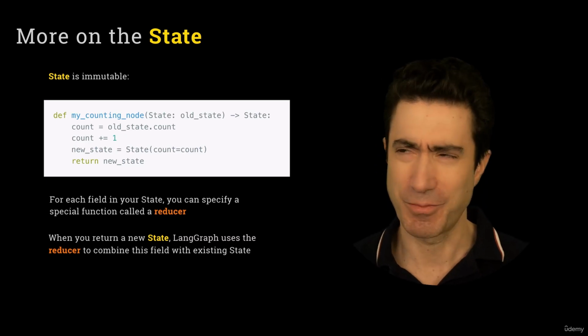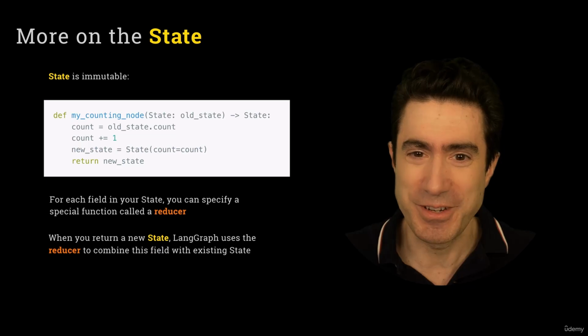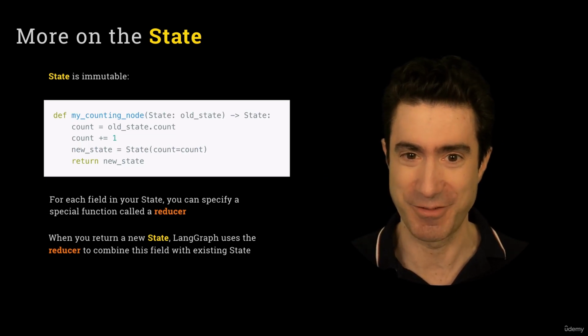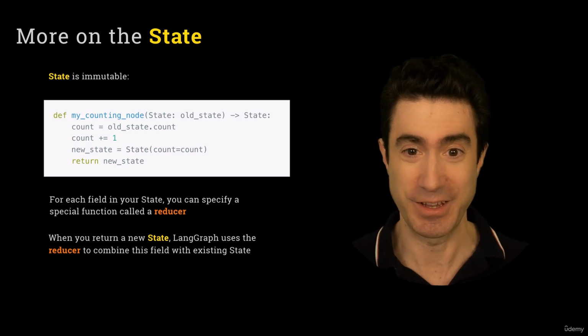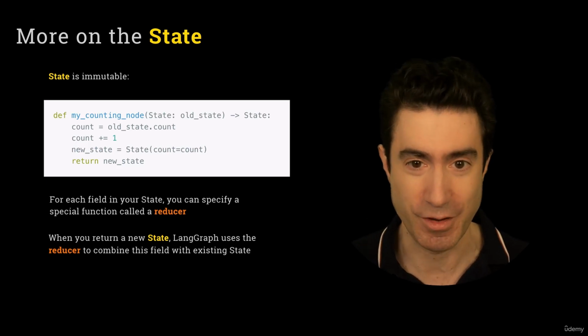Now that I've said that, you're probably thinking about that for a second and you're like, hang on, why? Why would you need to do that? We've got a node like this. We've got the old state. We can do that ourselves. We can just simply update the field in whatever way we want. Why do we need to specify a reducer function separately?